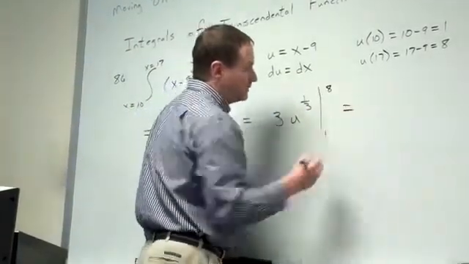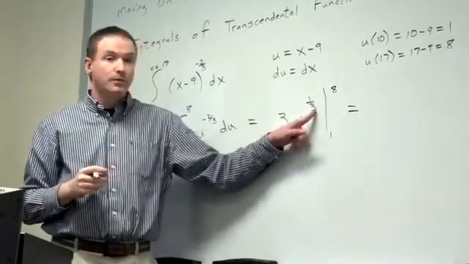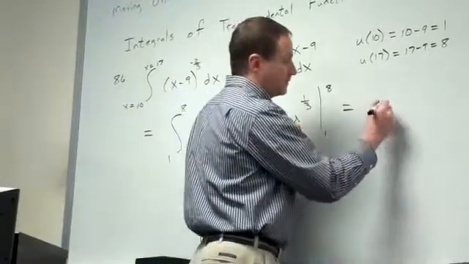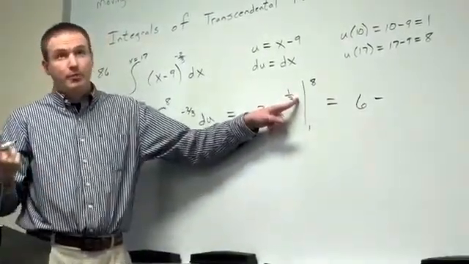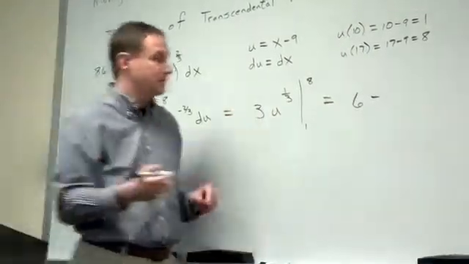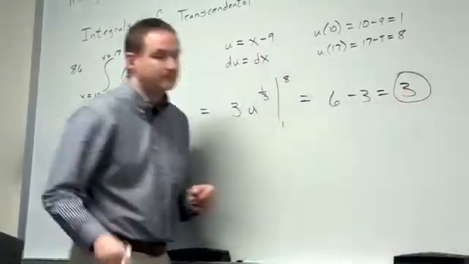That works great, because we can see when we plug in the 8, it's the cube root of 8, which is 2. 3 times 2 is 6. When you plug in the 1, I'm just saying cube root of 1 is 1. 1 to the first, still 1. Times 3 is 3. So 6 minus 3, 3 is what it would be.